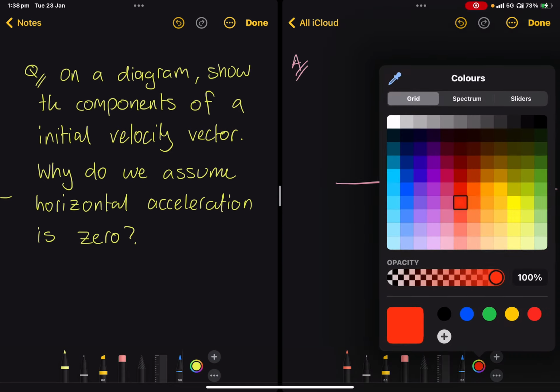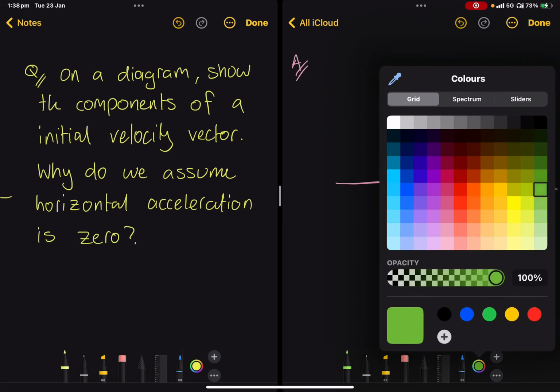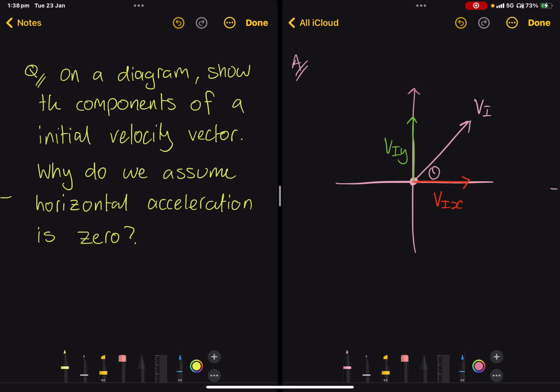And then, we'll change color again, we have another vector, this one going directly up. This is what we call V initial Y. So these are the two components of the initial velocity vector. One of them is in X and one of them is in Y. So this is the answer to the first part.